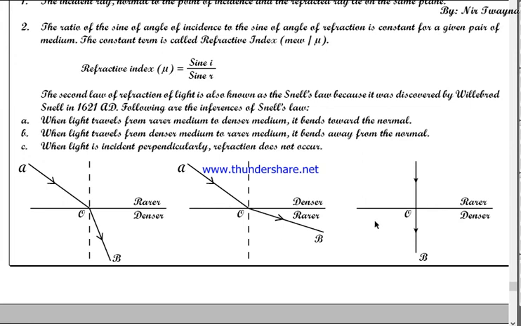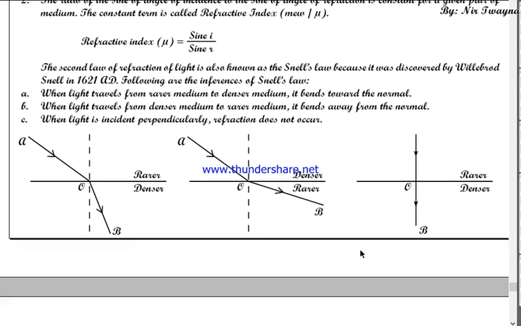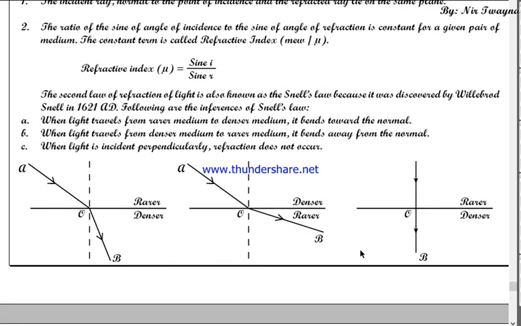And third, when a light ray travels perpendicularly, whether it travels from rarer to denser or denser to rarer doesn't matter, it does not bend. It keeps on moving in its straight path. Refraction does not occur. Got it? Any confusion up here?